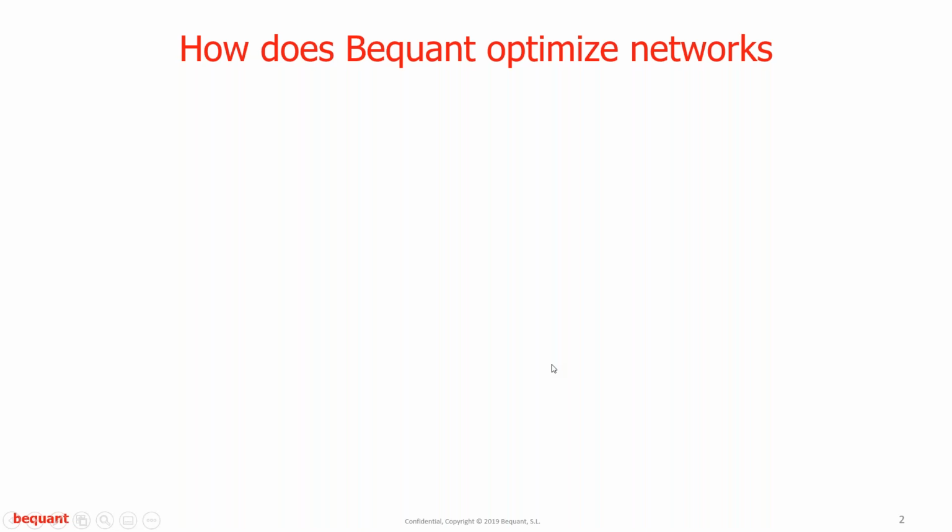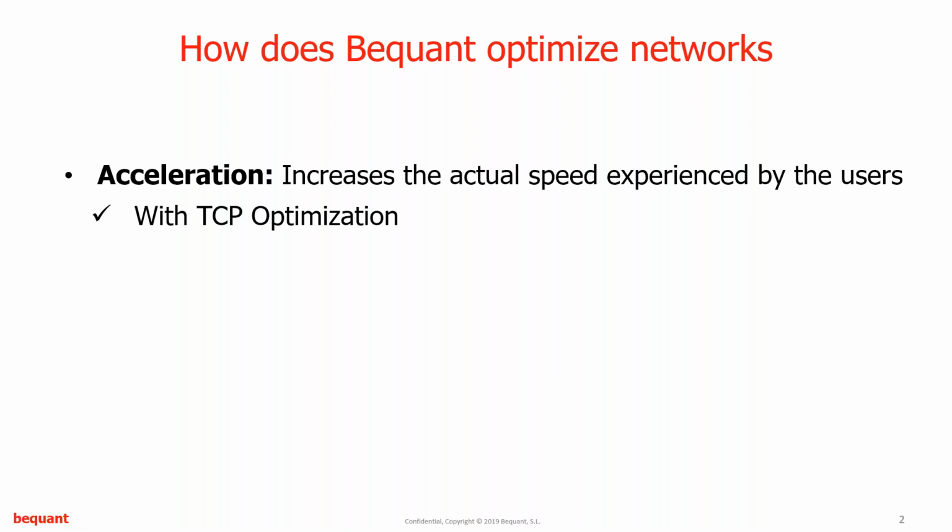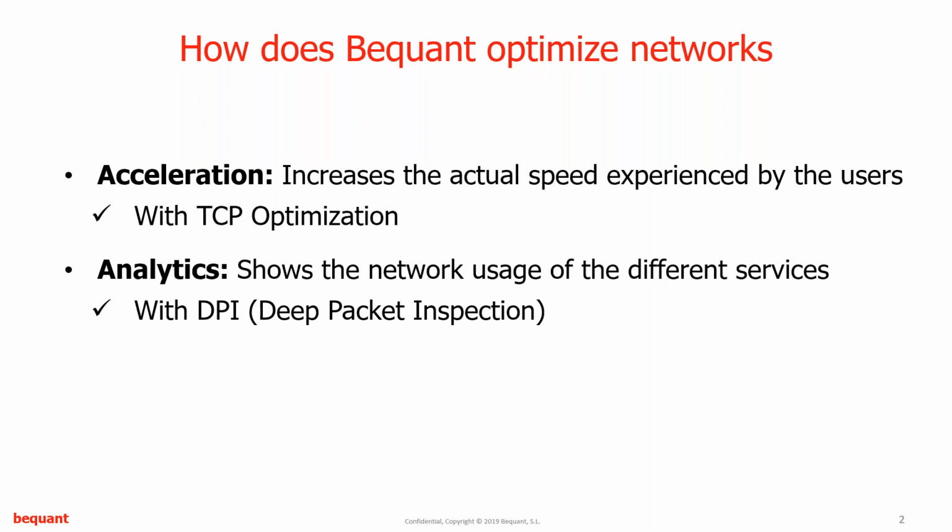When we say we optimize networks, we mean three things. First, we can accelerate, we can increase the speed that your users experience out of your network. We do that with TCP optimization. Then we can also analyze the traffic, the applications, and also the users, how much they are using your network, who is using it most. And we do that with DPI, Deep Packet Inspection technology.